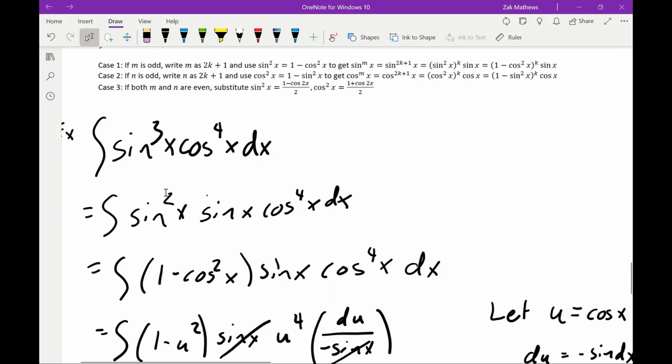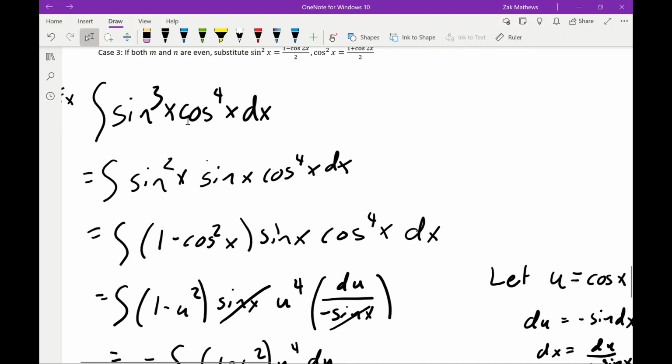So the goal is to get to those even powers, because when we have those even powers, we can replace them very easily with the other trig function. And then the one that's left over, we can cancel that out. And so we can see how if this had been sine to the 3rd, cosine to the 5th, we could have used the exact same logic. We just have a cosine to the 5th here, which is hanging out as u to the 5th.